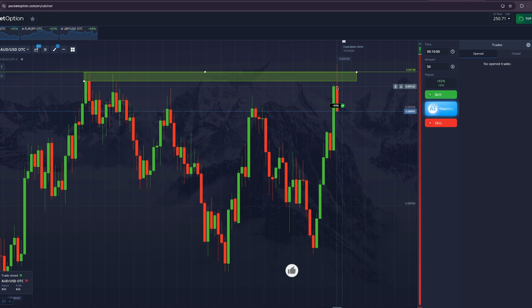What do you think? We've got 1 minute left. This trade is about to end. As you can see, the strategy worked perfectly. It helped us win $50 today, not bad at all.